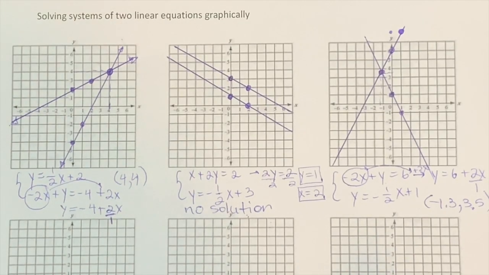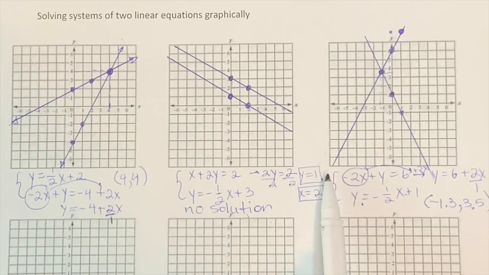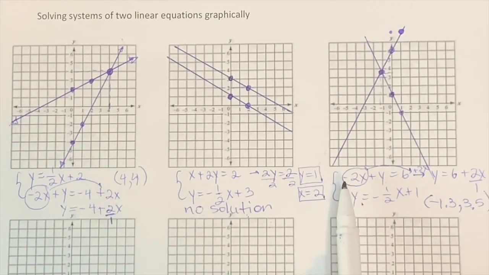One more remark before we get into substitution and elimination. If it so happens that you graph two lines and they are basically the same line, if you graph one line and you graph another line and it goes over the first line, in that case, you say that your system has infinitely many solutions.